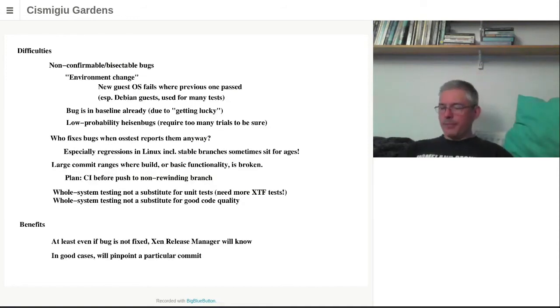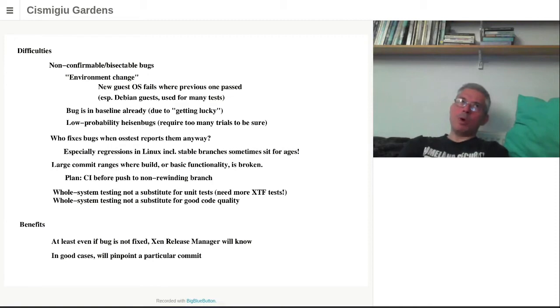So there are some difficulties with this proposal. The obvious one is bugs that can't be confirmed or somehow aren't bisectable. Mostly these fall into three categories. There's situations where something not under the test system's direct control changed. The most obvious one of those is, unfortunately, we need to occasionally update to new guest operating systems. We use, in many cases, tests that test unmodified guest operating systems. And when we update those, sometimes they turn out to have bugs.